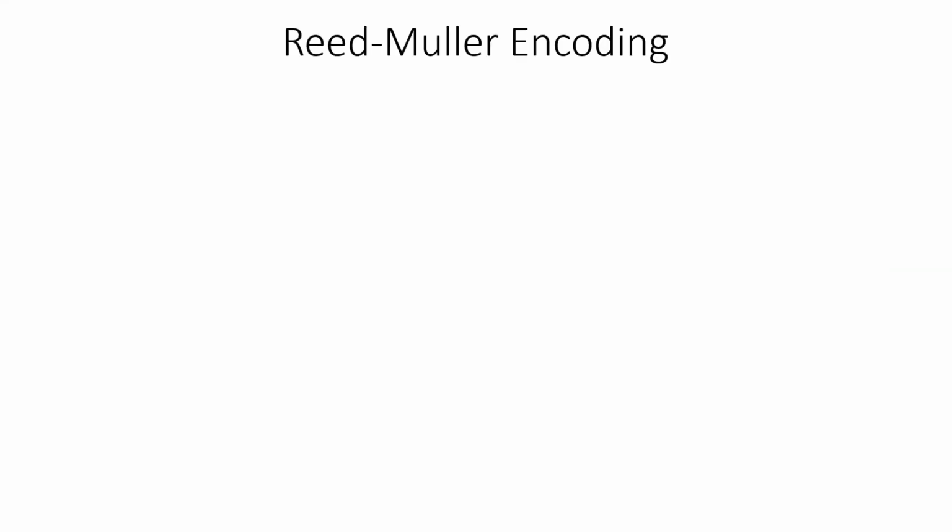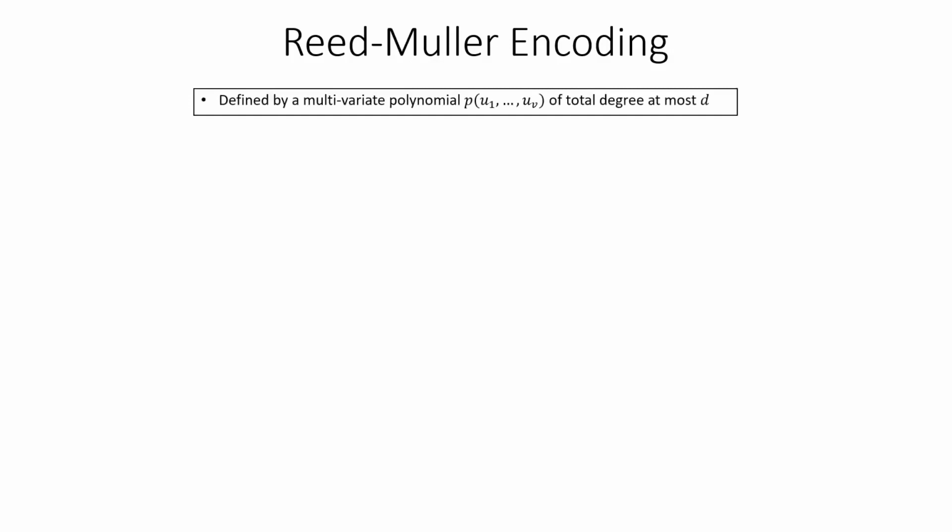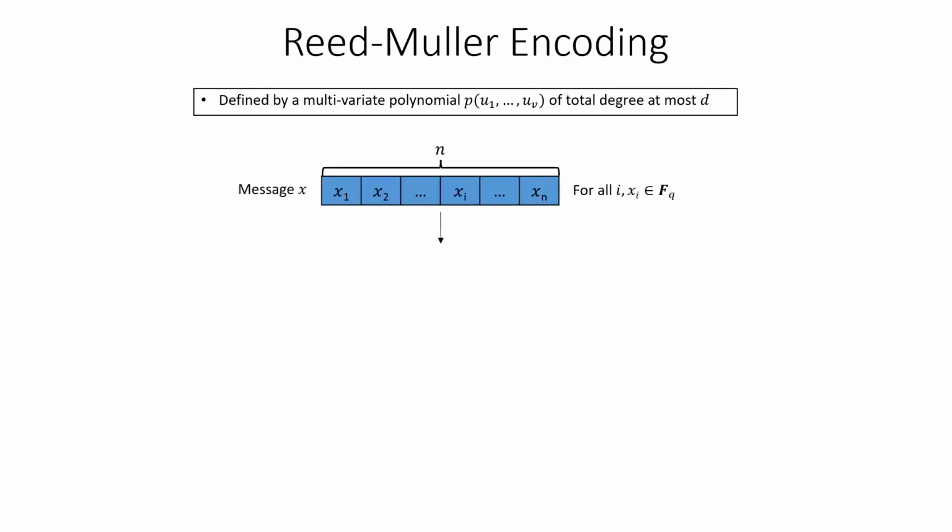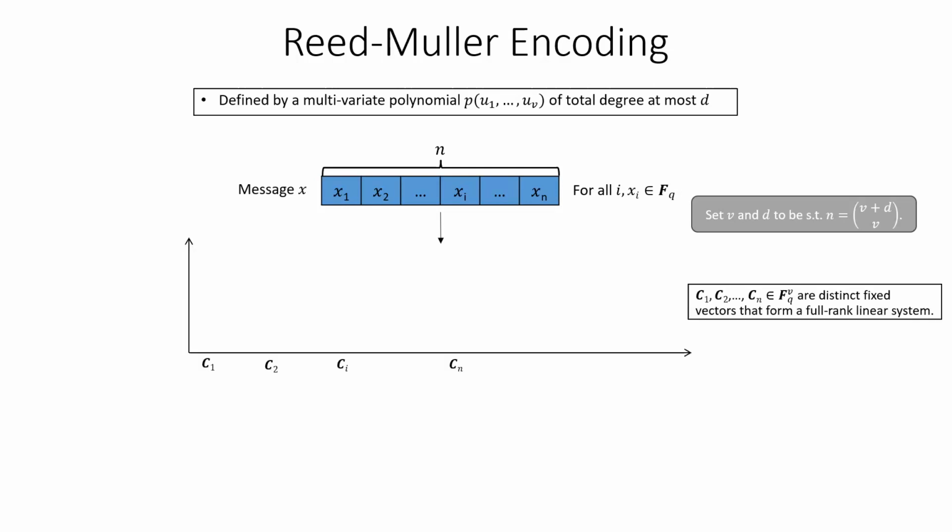Now, let us come to our projection code's construction. We built this construction using Reed-Muller encoding. Reed-Muller encoding is defined by a multivariate polynomial which comprises v variables, and the total degree of the polynomial is d. Now, given a message x of length n defined over F_q, we set v and d such that the length of the message is equal to (v+d choose v). Then we determine n fixed vectors in F_q^v that form a full rank linear system.